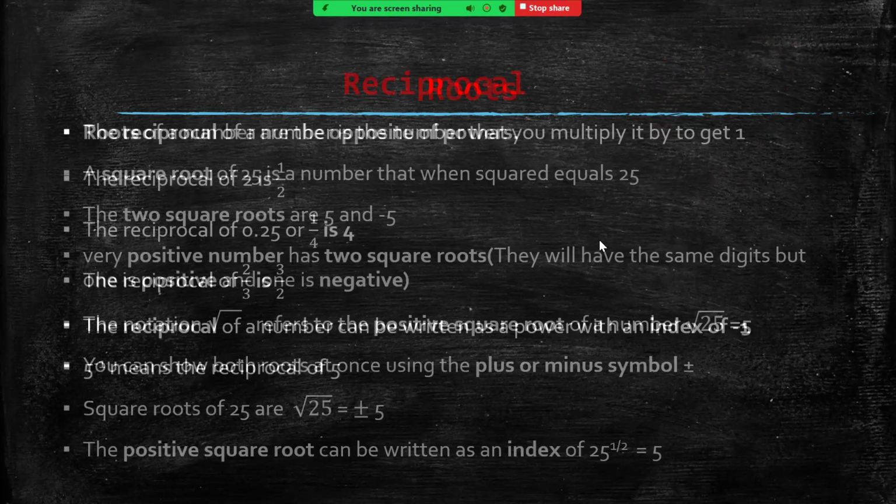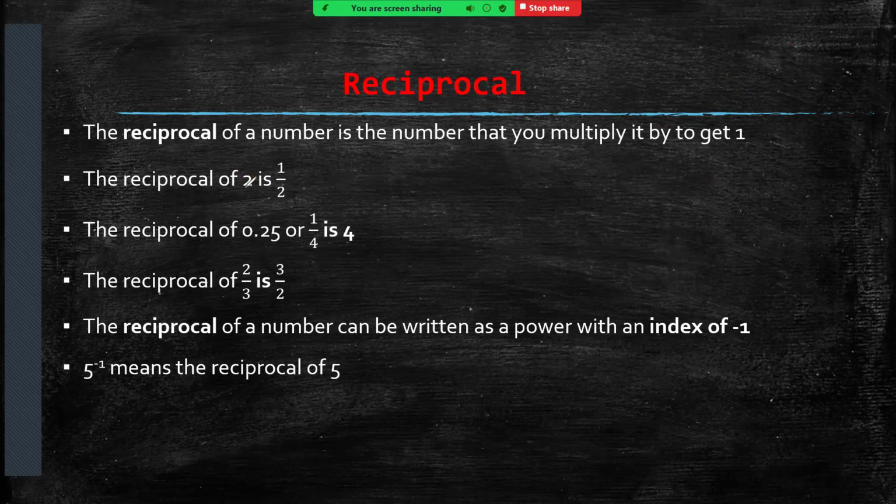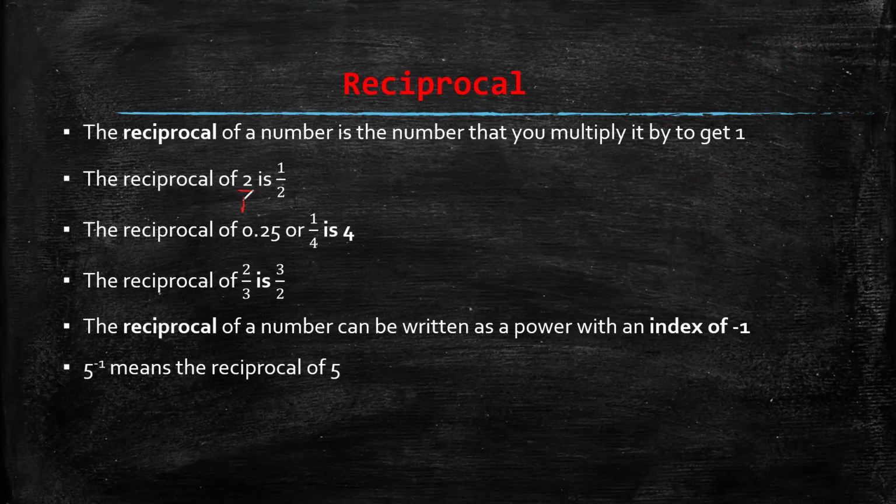Now moving towards the last topic of the pre-class, reciprocal. A reciprocal number is the number that you multiply by to get 1. So how can we get the reciprocal of any number? The reciprocal of 2 is 1 upon 2. How do we get 1 upon 2? The 2 is in the numerator, and in the denominator there is no number, so we have 1. So we have to reciprocate the value, and it will become 1 upon 2.